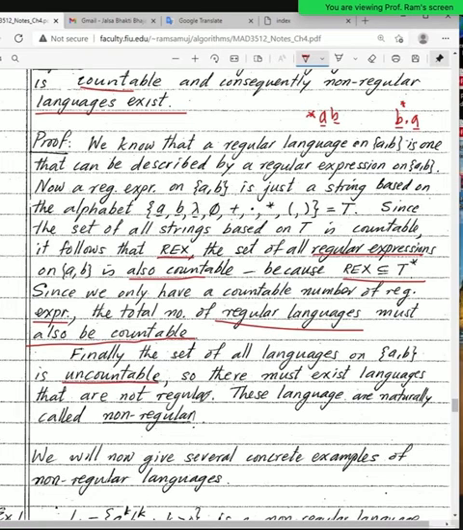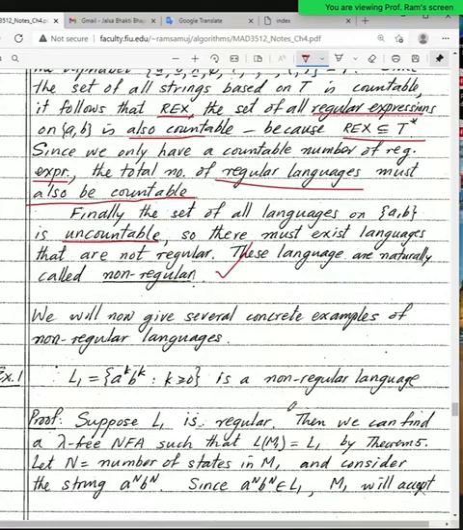That was one of the first theorems. The second theorem improved on it, and so there must exist non-regular languages. And you're thinking, okay, I believe you, but I would like to see one, right?